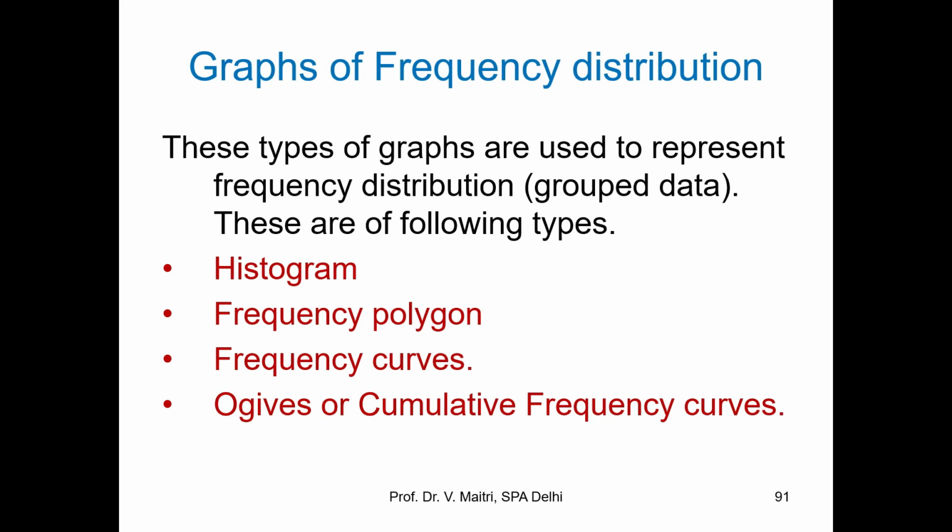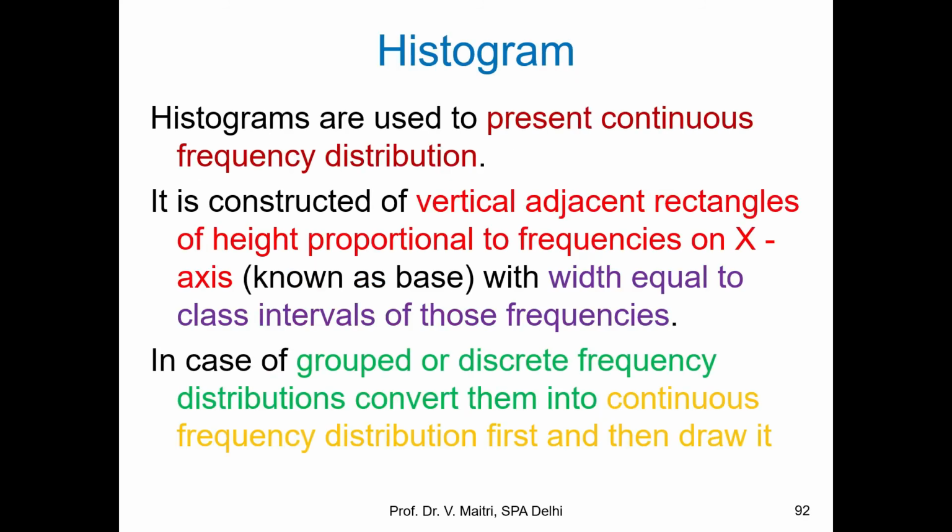It is a histogram, frequency polygon, frequency curves, OGIVEs or cumulative frequency curves. What is a histogram? We use a histogram for presenting continuous frequency distribution data. It is constructed of vertical adjacent rectangles, with height proportional to the frequency, on a baseline on the x-axis. We put a type of a bar. It is vertical, but the bars are joined with each other, each with equal width equal to the class interval of those frequencies.